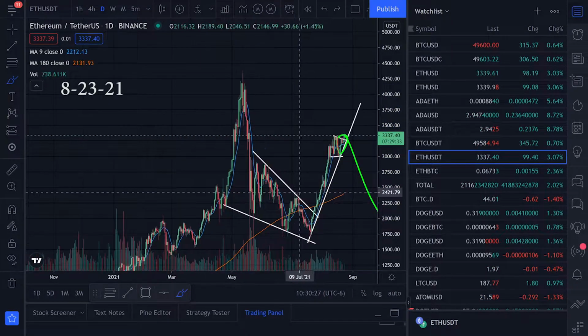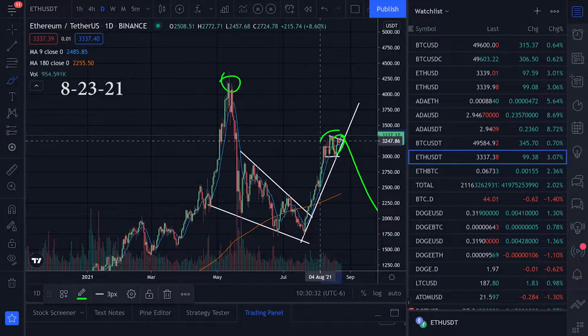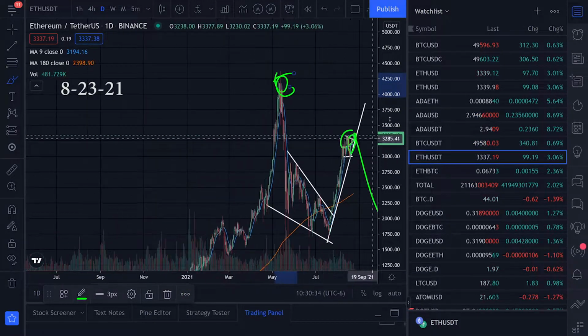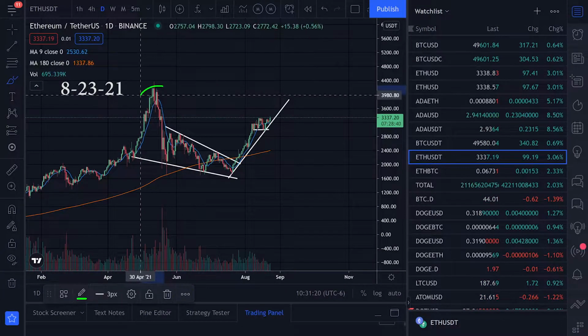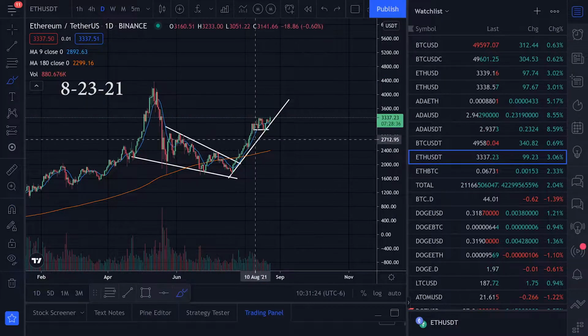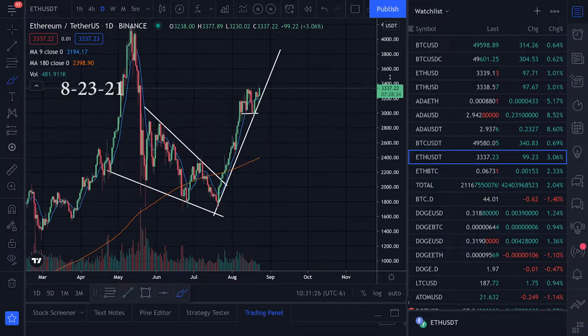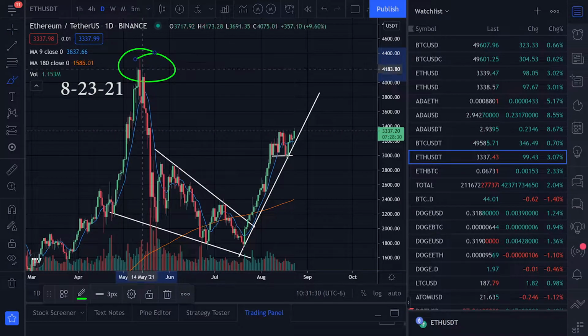So what are they called? Yeah, lower top. This one will be a lower top than this one, right here, basically. That's why I want to break this line right here. That'll be good, like we did with Cardano. That's very bullish, I think, breaking the tops, breaking these previous resistance.